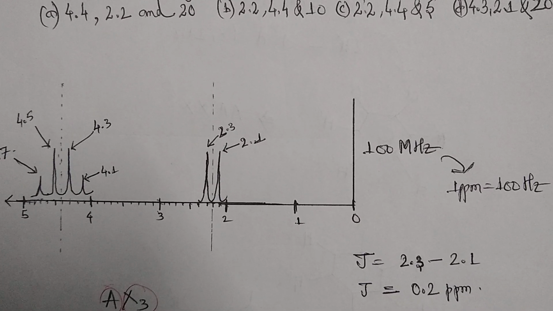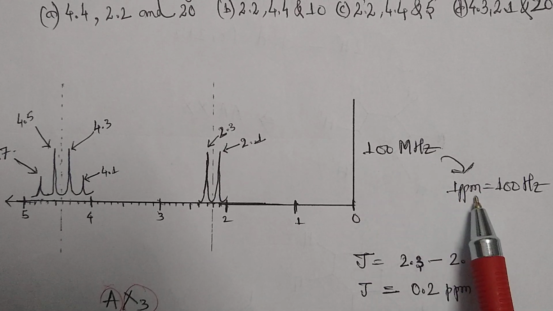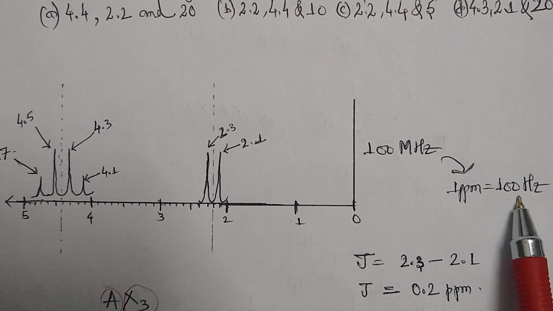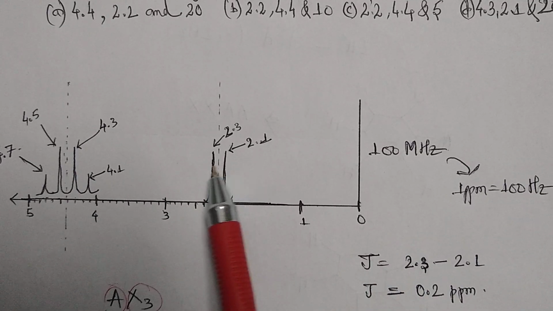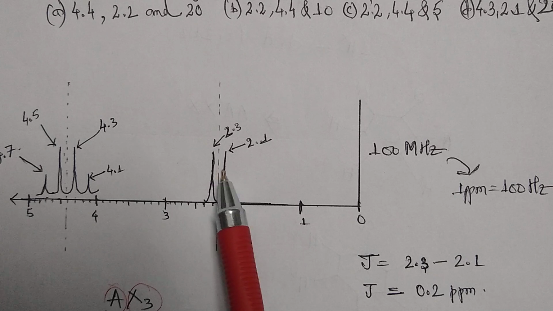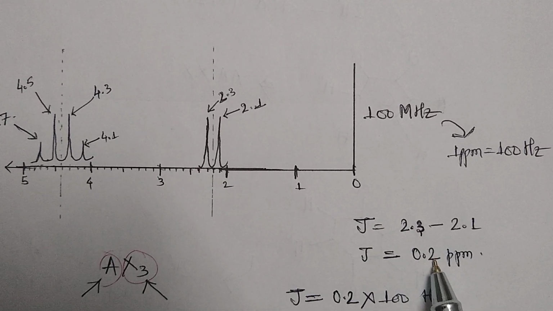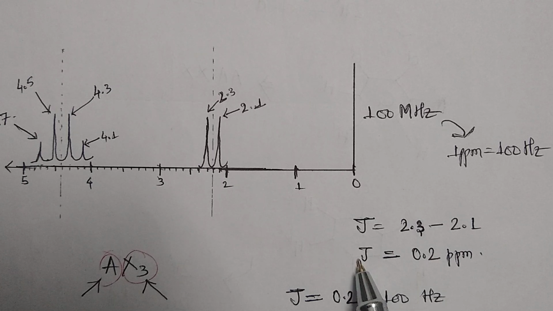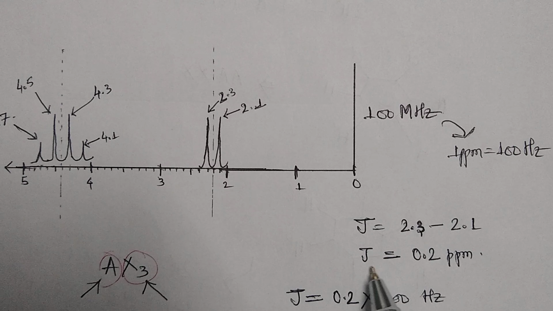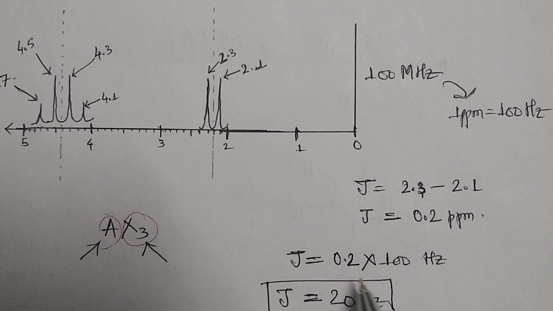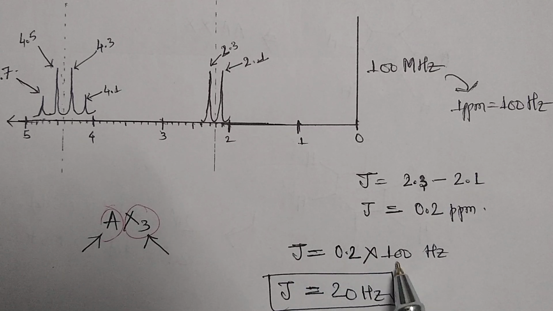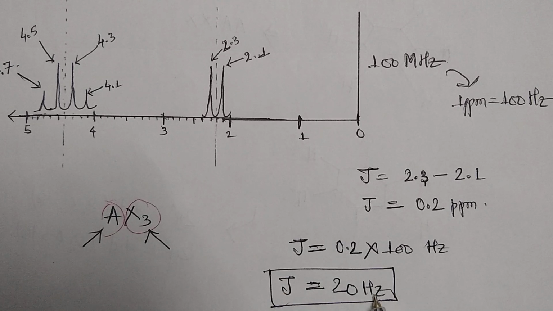And since we know for a 100 MHz instrument 1 ppm is equal to 100 Hz, so here if we see the difference between these two peaks over here, that will be around 0.2 ppm. Now we need to find the J, that is the coupling constant, in Hertz. So for that we need to multiply it with 100. We will get the value of J is equal to 20 Hz.